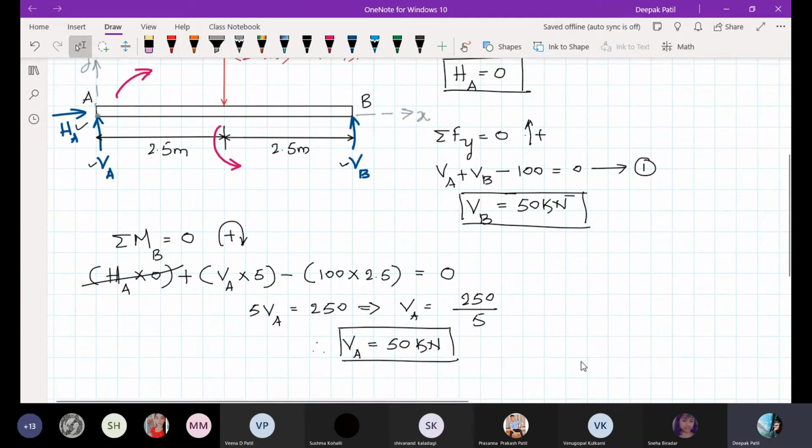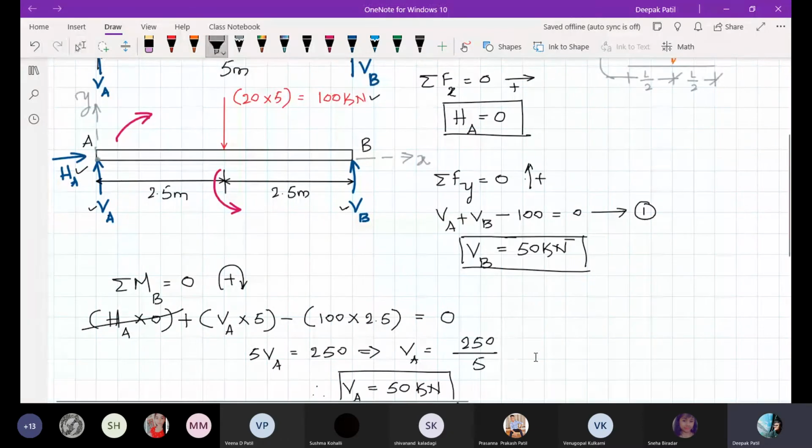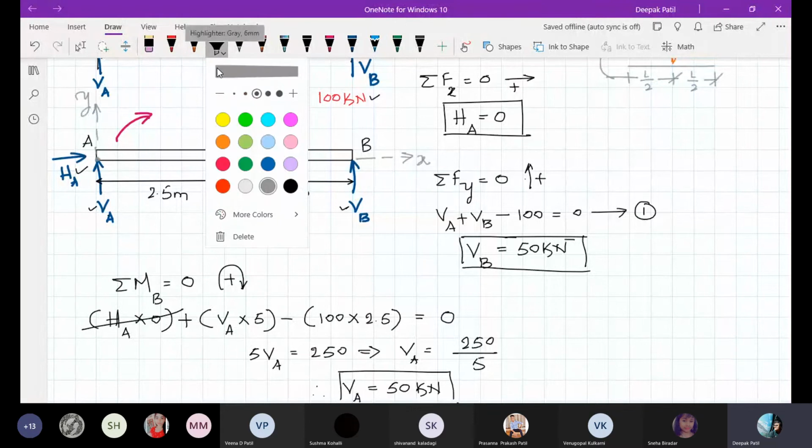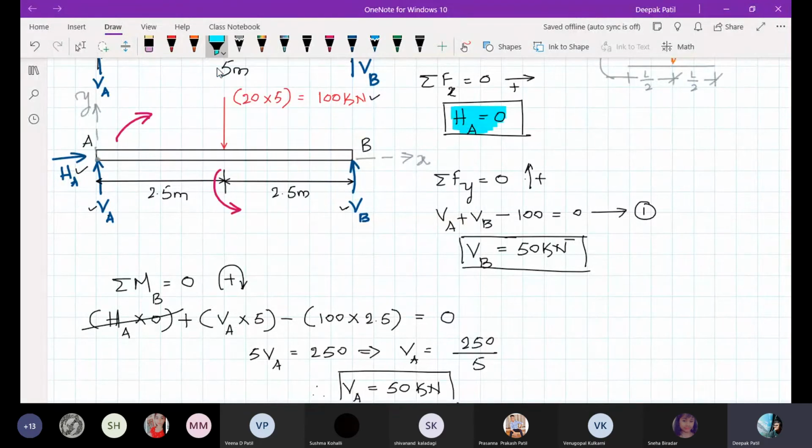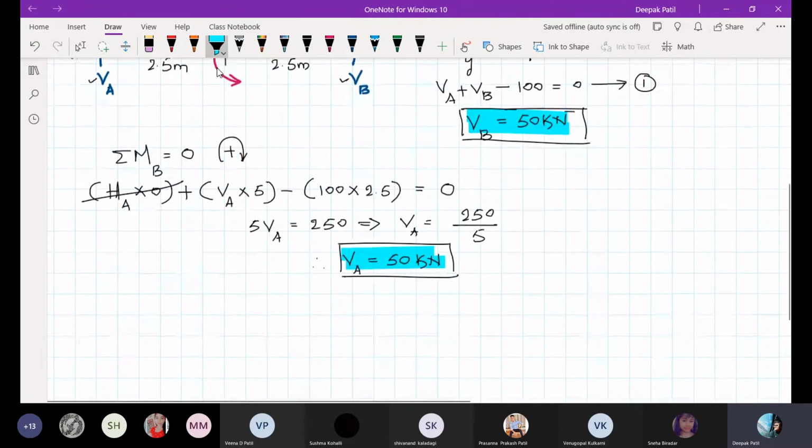Right? So now what is the thing here? You have found the support reactions. So we have found the support reaction HA, which is equal to 0. I found VA, which is equal to 50 kilonewtons, and I found VB, which is also equal to 50 kilonewtons. Now let us do the cross checks that I told you in the last class. Whether our answers are correct or not, let us cross check them.